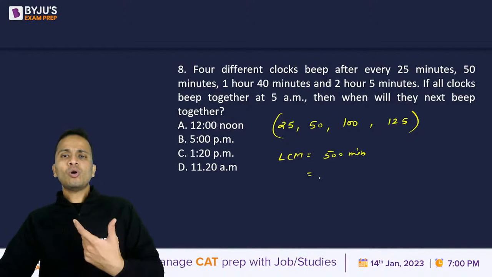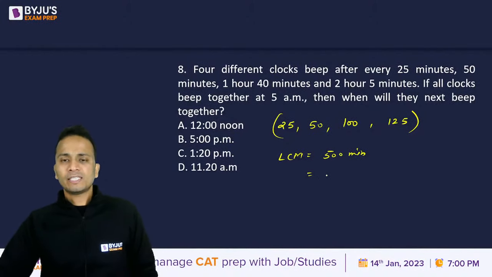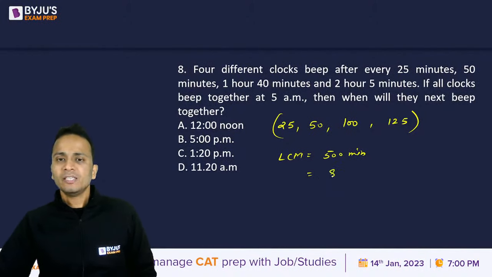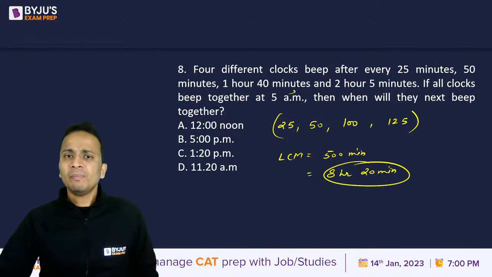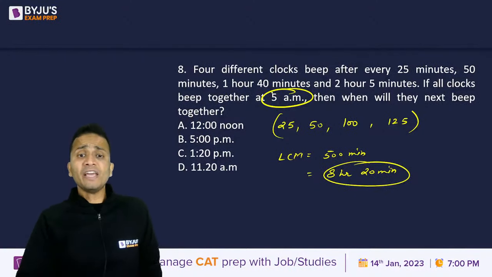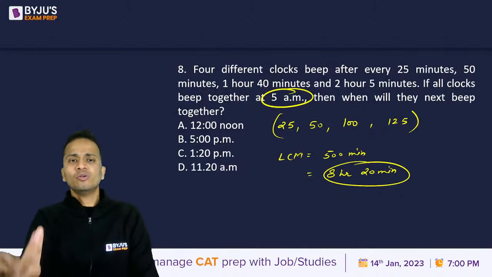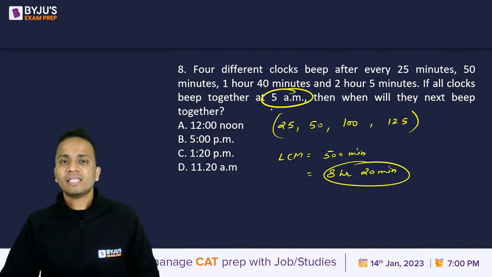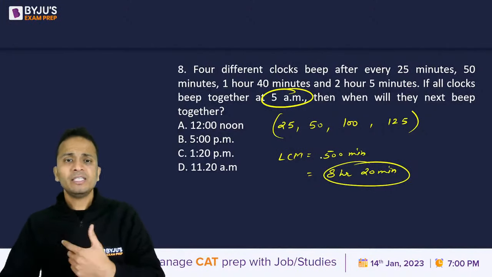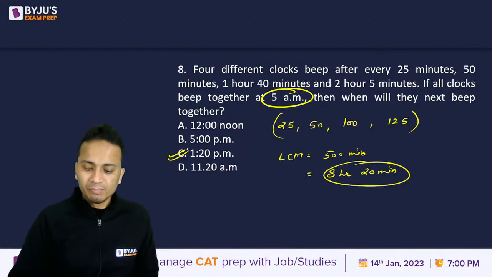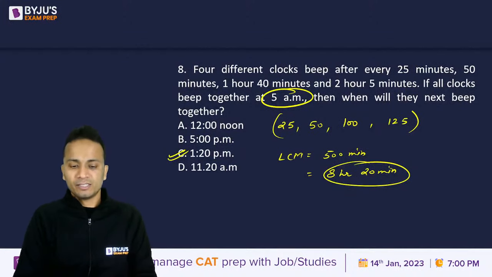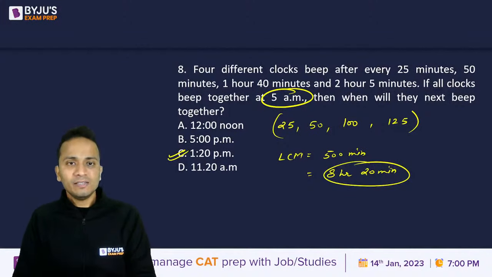Now let's convert 500 minutes into hours. So 6 8s are 48, 480. So it will be 8 hours and 20 minutes. And 8 hours and 20 minutes after what time? After 5 a.m. So add 8 hours 20 minutes to 5 a.m. and you will get your answer. The correct answer will be 8 and 5, 13. That means 1:20 p.m. the same day will be the correct answer. So option C is the correct answer for question number 8.